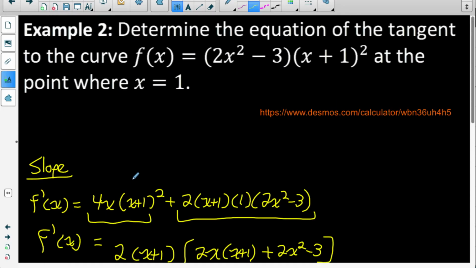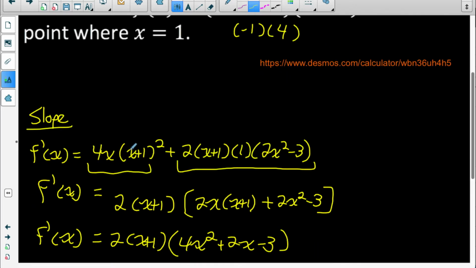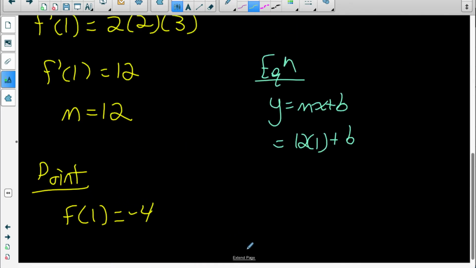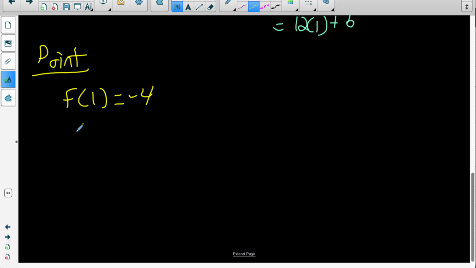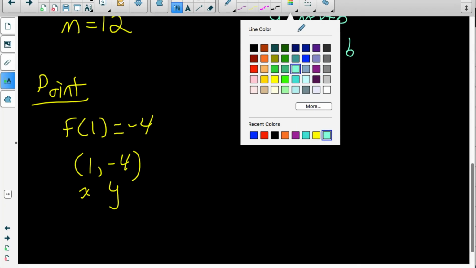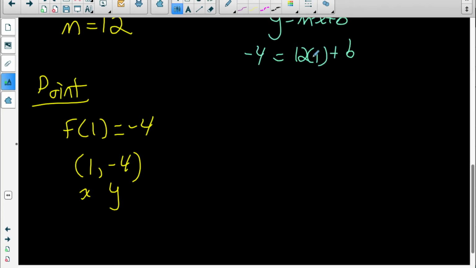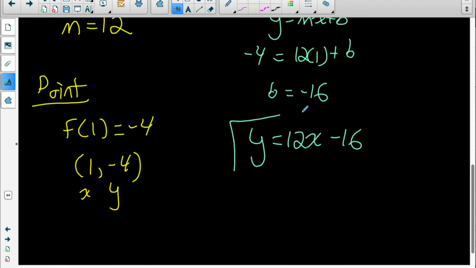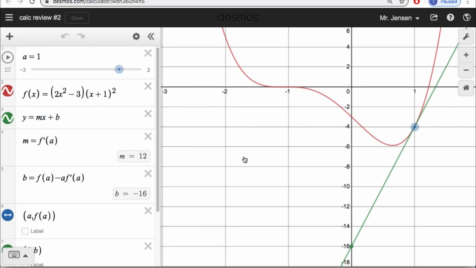So f at 1 of this original function here. So that would give me negative 1 times 4, so negative 4. So f at 1 is negative 4. So the point on the tangent line, which is also on the original function, is the point 1, negative 4. There's our x, y. So over here, when I'm finding the equation of the tangent, now I can just plug in negative 4 for y, solve for b, I get negative 16, which means the equation of the tangent is y equals 12x minus 16. And let's make sure that matches up with what we had on Desmos here. Yep, slope of 12, there's the slope, and y-intercept of negative 16, so there's the tangent line.